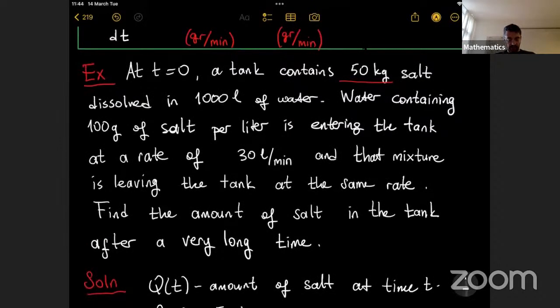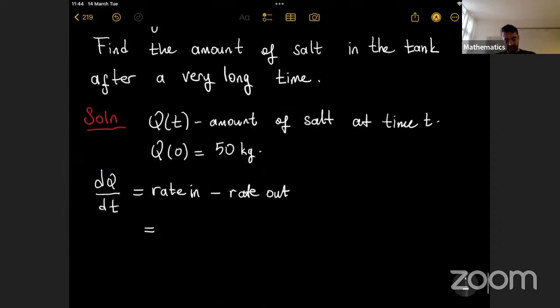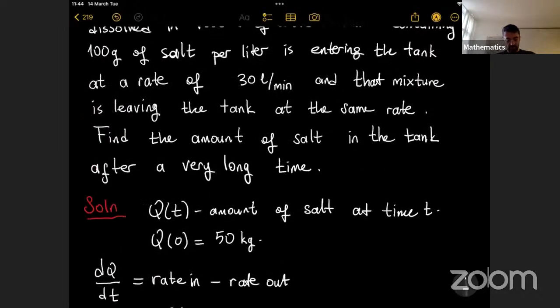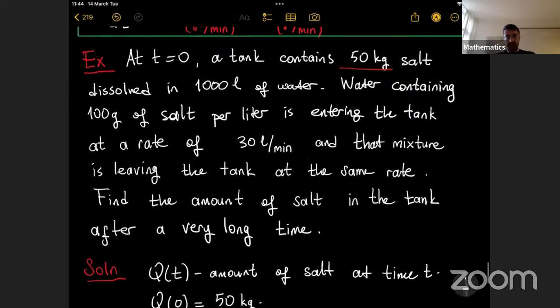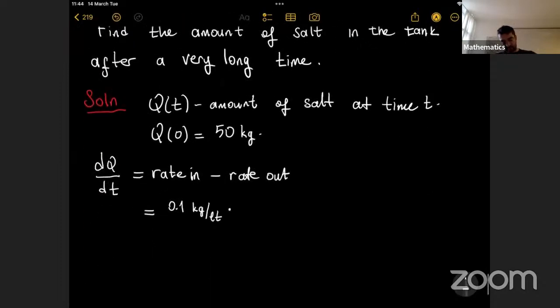The water containing 100 gram per liter. So it's 100 gram, is 0.1 kilogram per liter, times 30 liter per minute. So it flows in at a rate of 30 liters per minute. Okay, we have this. So this is rate in minus rate out.